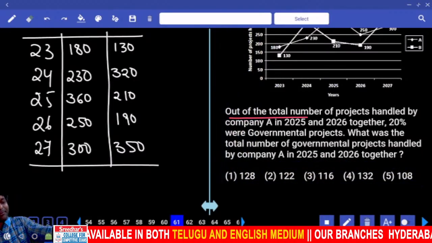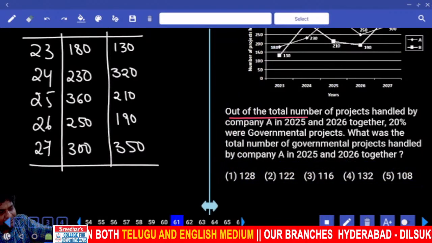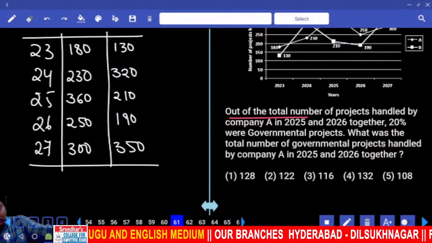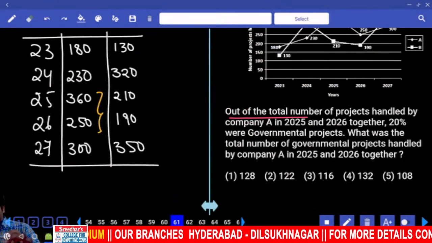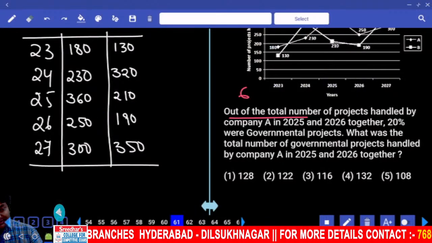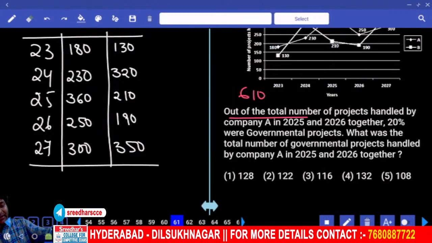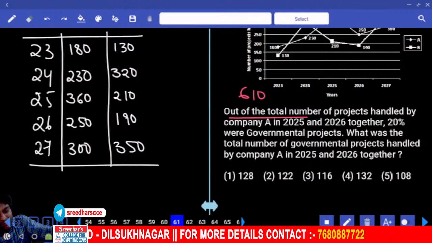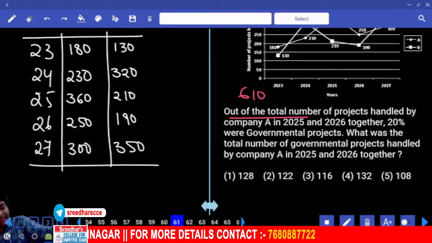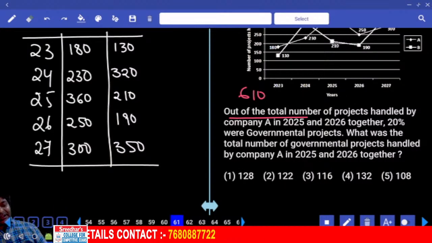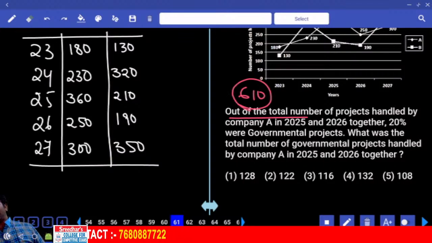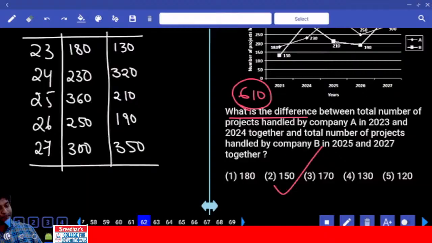Out of the total number of projects handled by company A in 25 and 26 together, 610, 20% were governmental projects. What was the total number of governmental projects handled by company A in 25 and 26 together? 20%, right? 10% is 61. Double, 122.